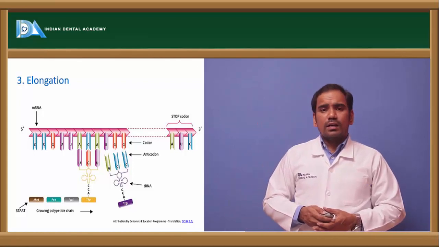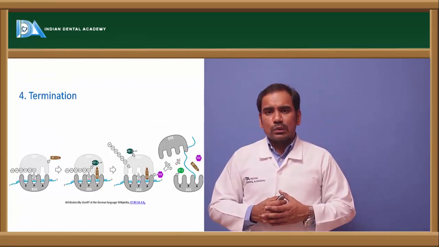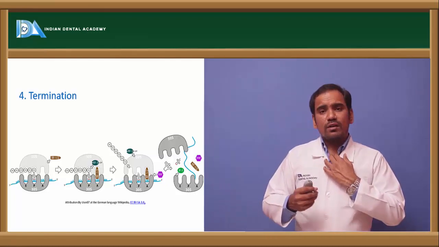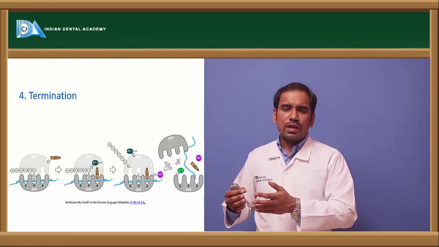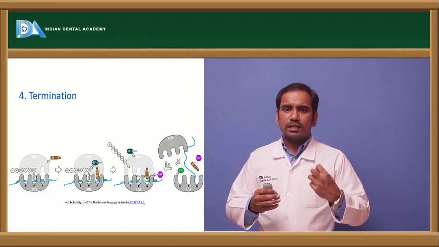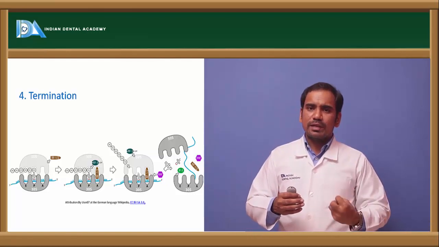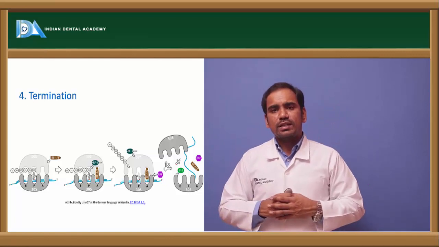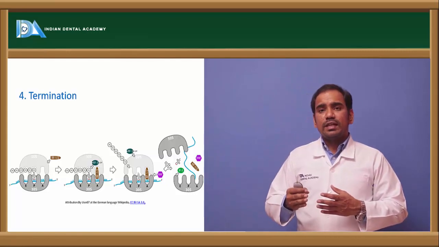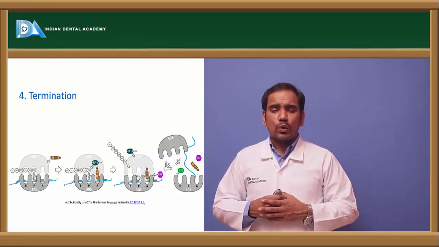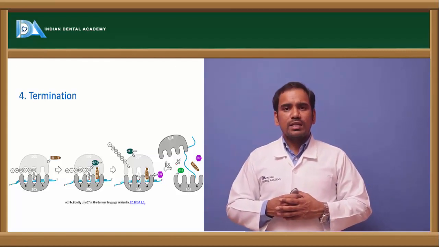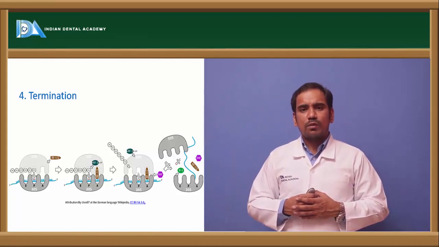Right? And coming to termination. After elongation, during elongation, each codon specifies a particular amino acid, and that occupies the A site. After that, the peptidyl tRNA at the P site forms a peptide bond with the amino acid in the A site. This sequence of reactions occurs until it comes in contact with a codon called a stop codon. There are 3 stop codons: UAA, UAG, UGA. These are called stop codons.